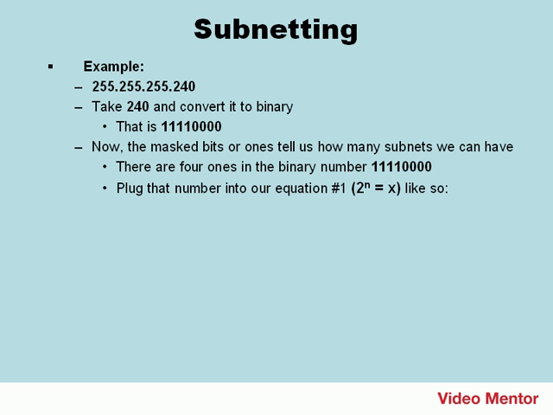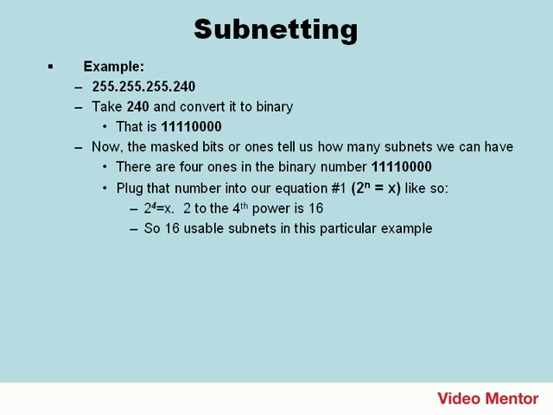And what we do is we plug that number into our equation number 1, which was 2 to the n power equals x. That becomes 2 to the 4th power, because there's 4 ones in that binary number, equals x. So 2 to the 4th power equals 16. So there's 16 usable subnets in this particular example. We've subdivided our network into 16 usable subnetworks.